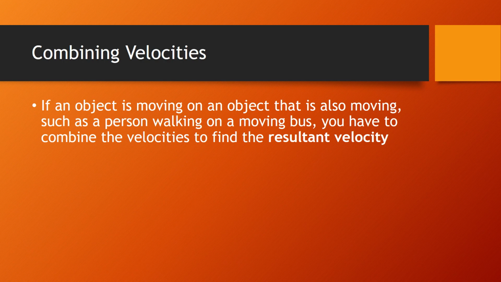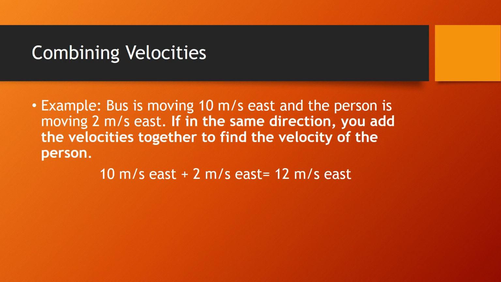There is another part of velocity though that is a little bit different, but it's a pretty simple concept. If you have an object that is moving on another object that is moving, such as somebody on a bus, if you're walking on a bus while it's moving, there's something called resultant velocity. And I know we talked about this before with one class. If you have two velocities having to be combined, it's called resultant velocity. So it's a pretty easy equation.